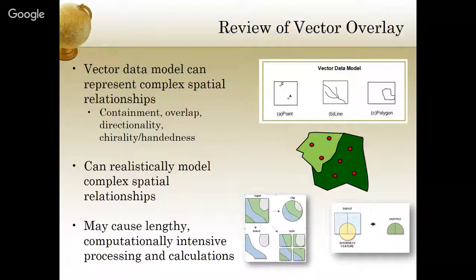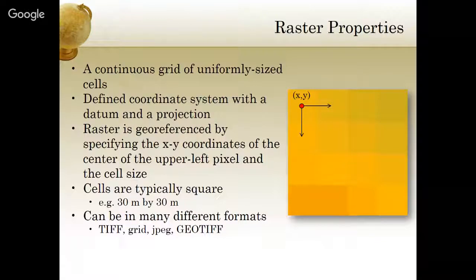So the difference with rasters is that a raster is just a grid of numbers. And computers love to process things on grids of numbers. That's what they were designed to do. So a raster, once again, is this continuous grid of uniformly sized cells.